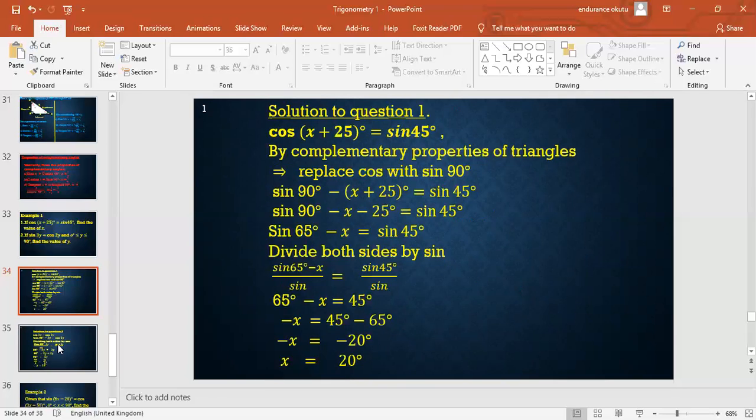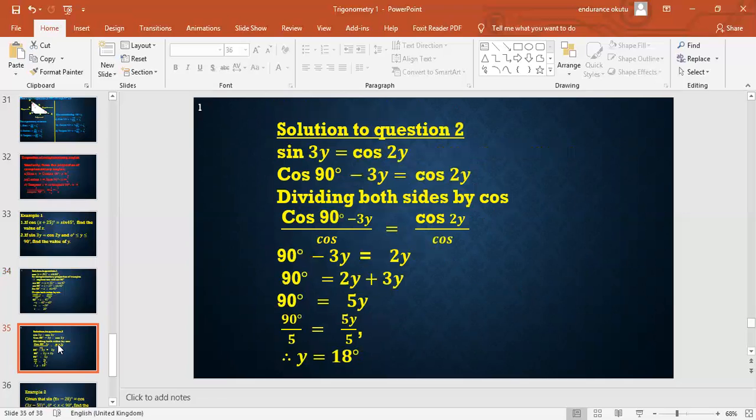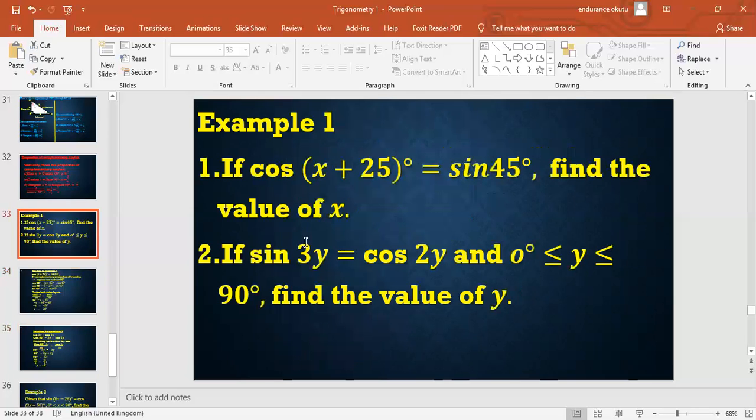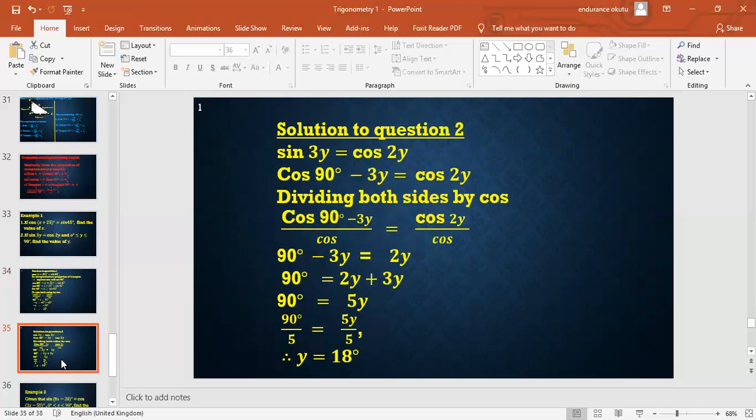Okay, now we look at the second question. If sine 3y equals cos 2y, and 0 degrees is less than or equal to y, and y is less than or equal to 90, find the value of y. Now we go to the solution. The same thing also applies. This is the question: sine 3y equals cos 2y.